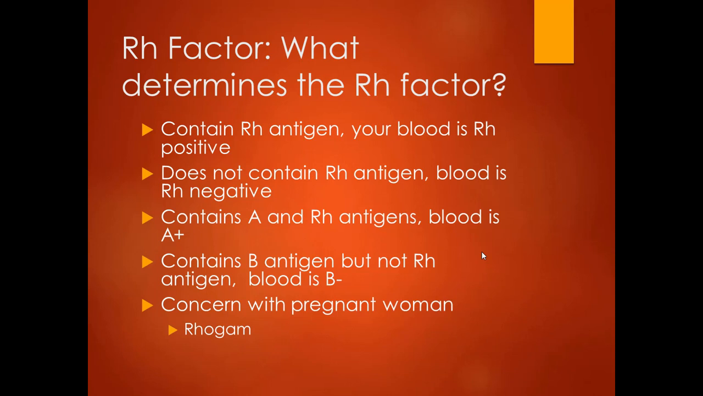So, a year down the road, mom gets pregnant with baby number 2, and now mom, since she's Rh negative, has built up Rh antibodies, and that baby has the antigens. Mom's blood is now going to attack that baby because it sees it as a threat. So that's why they get the RhoGAM, because that helps with that whole process.